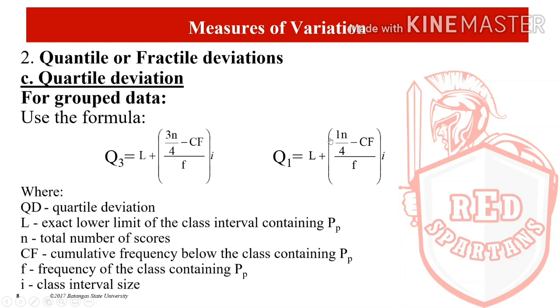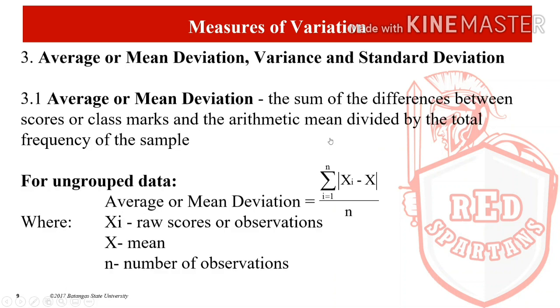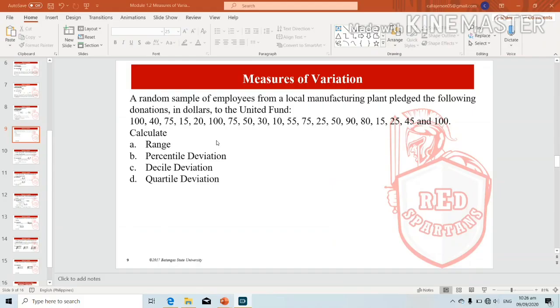times the interval. So para makuha yung QD or the quartile deviation, ganun pa din. Babalik tayo dun sa kanina, yung Q3 minus Q1 over 2. So yun yung ating formula pag group data and also yung kanina for ungrouped data. So, proceed tayo sa isang example.